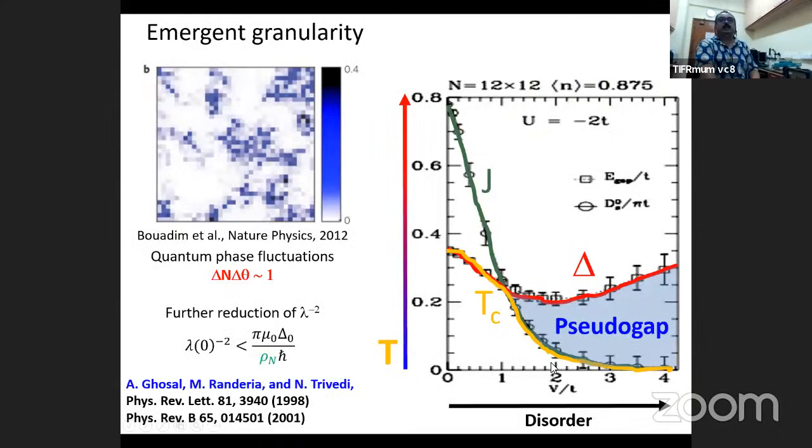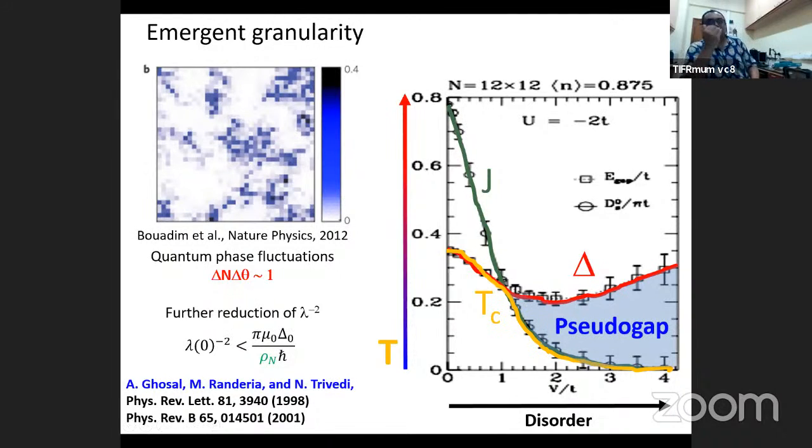If you stay at, let's say, this disorder and do an experiment as a function of temperature, you will see that at this temperature my superconductivity is destroyed, but the gap continues to remain and gets destroyed at a much higher temperature.